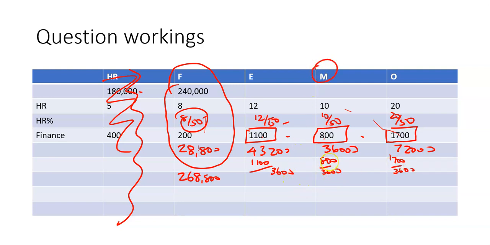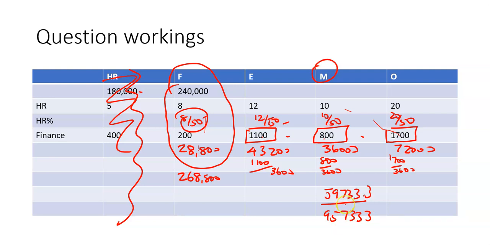This question in particular just asked me to focus on maternity, so I'm just going to focus on maternity, which is 800 divided by 3,600 times 268,800, and I get 59,733.3. And when I add these together, I get 95,733.3. So this is actually how to deal with it.